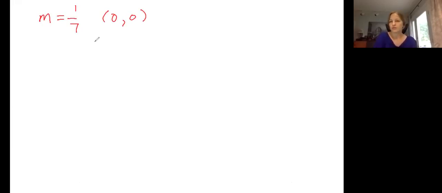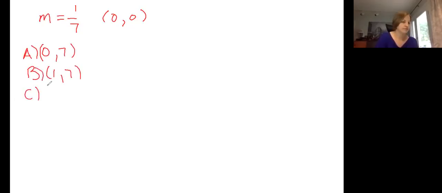Either way, we're not going to be able to solve this one completely with math. We're going to have to use our answer choices, or we're going to have to draw a diagram to help us. So let's talk about using our answer choices. It wants to know what other point it is going to hit. So we have (0, 7), we have (1, 7), we have (7, 7), and we have (14, 2).